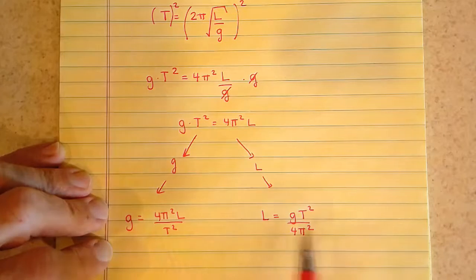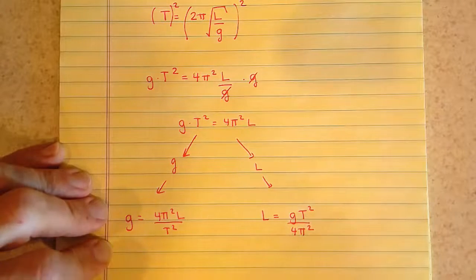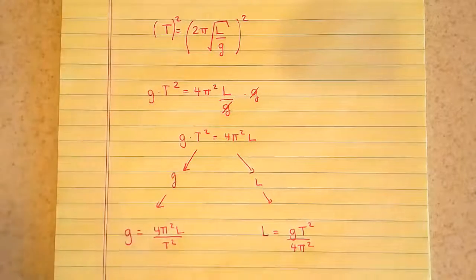And remember, when you evaluate these, right here where you have the 4 pi squared, it's 4 times pi squared, and then you've got to make sure you group your denominator when you solve it. So that's how you can solve that equation for either L or G.